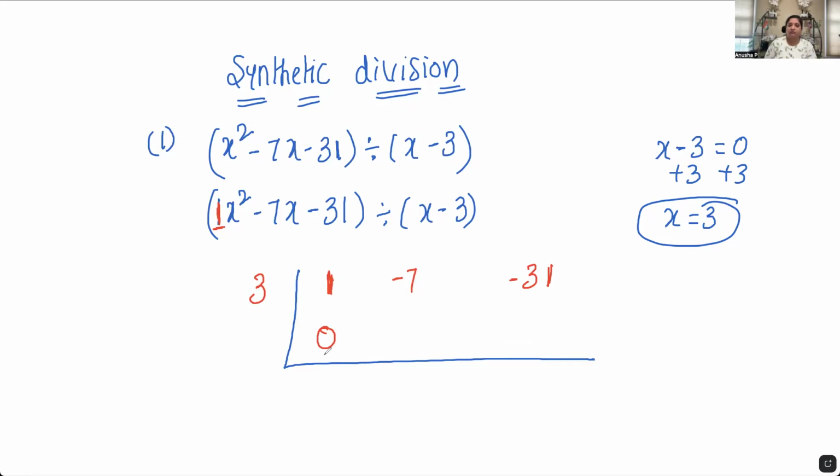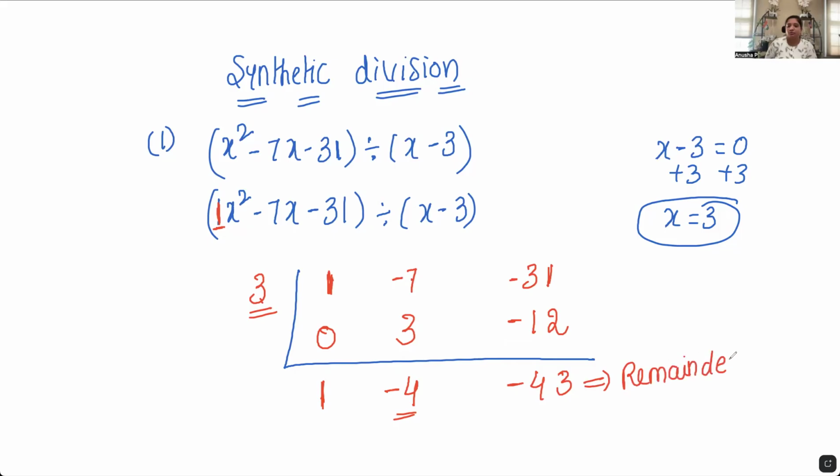Okay. So now 1 plus 0 is 1. 3 times 1 is 3. Okay. Minus 7 plus 3 is minus 4. Now we'll do 3 times negative 4. 3 times negative 4 is negative 12. When you add these two numbers, minus 31 minus 12 is minus 43. Okay, 2 plus 1 is 3. Minus 43. This is your remainder.